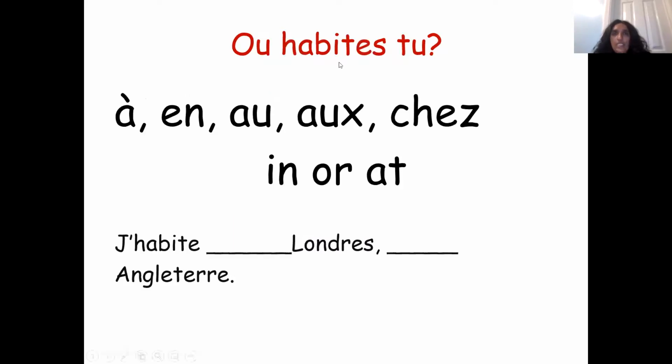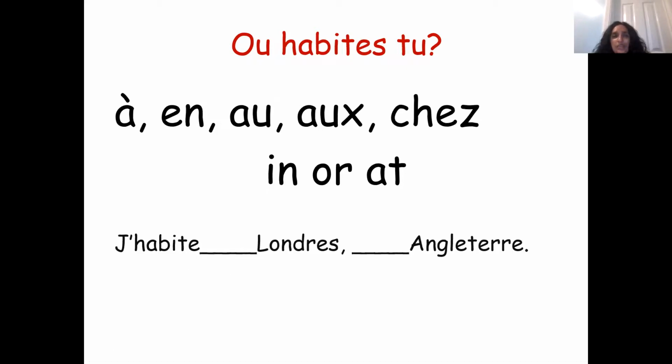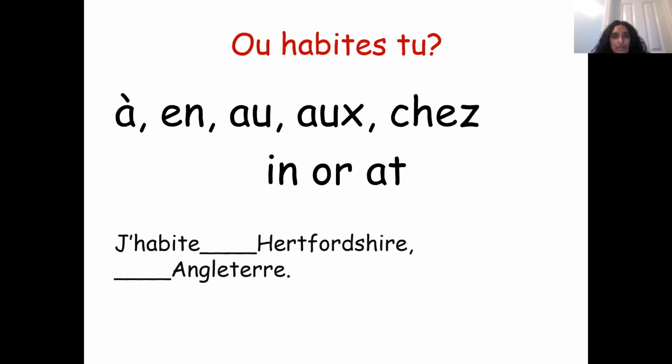So if somebody said, où habites-tu? What would you use for this? I live something Londres, something Angleterre. I live something London, something England. So I live in London, in England. Okay, we would say j'habite à Londres, en Angleterre. J'habite à Londres, en Angleterre. And we had that before, didn't we? I wonder if you got that right. Let me leave you to have a think about the next one.